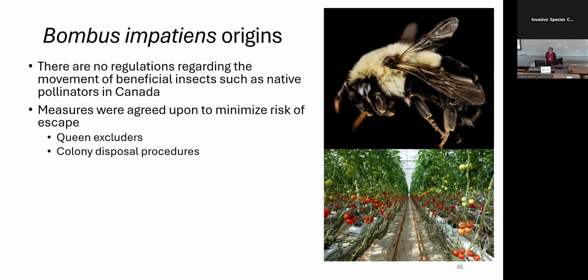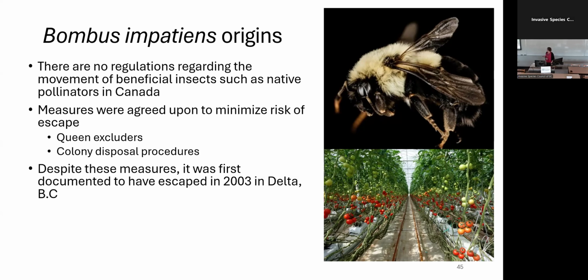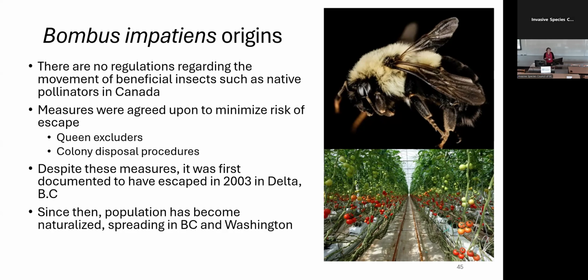Now, at the time, there were measures agreed upon to minimize risk of escape, including queen exclusions and procedures for disposing of colonies at the end of their use. Despite these measures, it was first documented to have escaped in 2003 in Delta. And since then, the population has become naturalized and has spread in BC and south into Washington. What are the implications? It's just another bee.